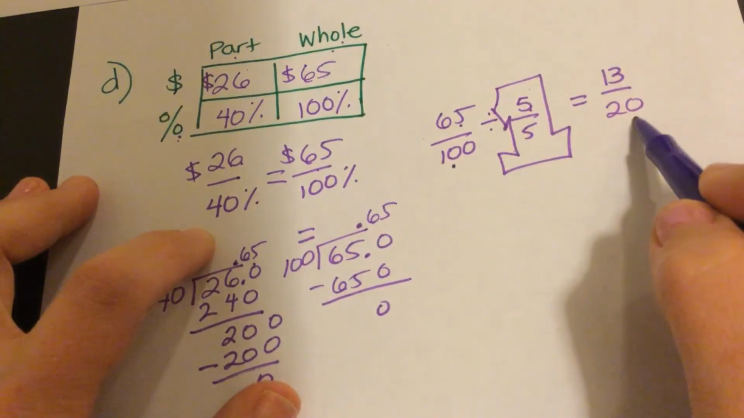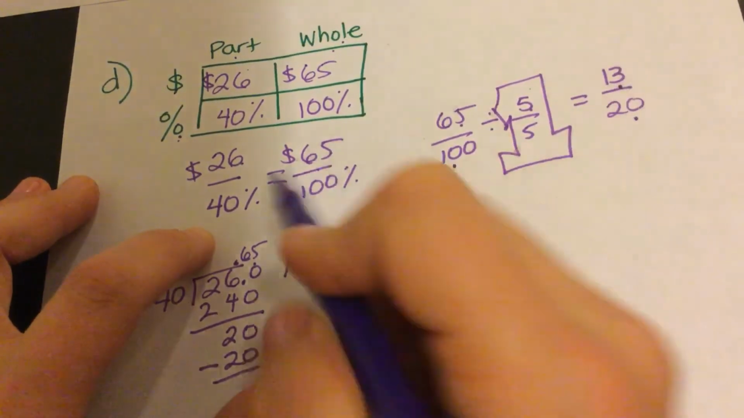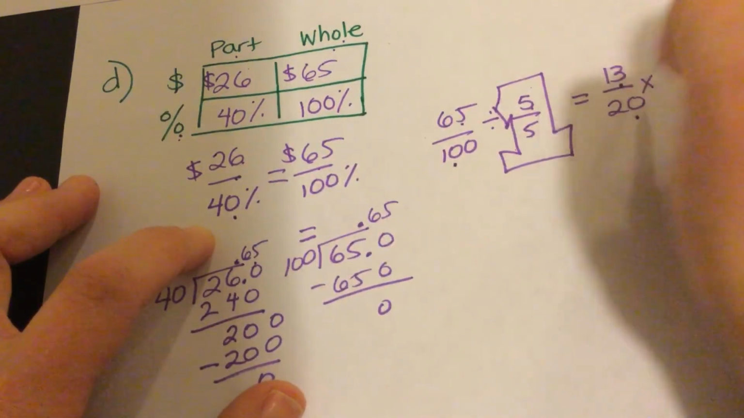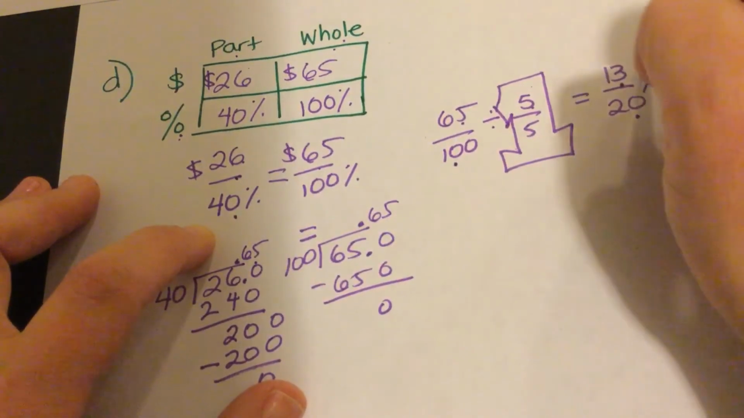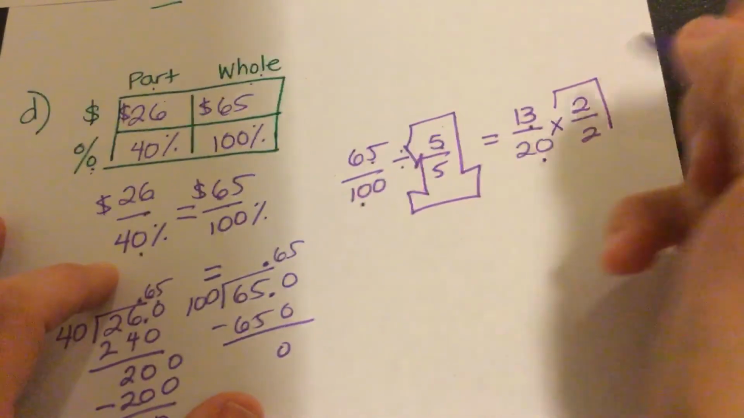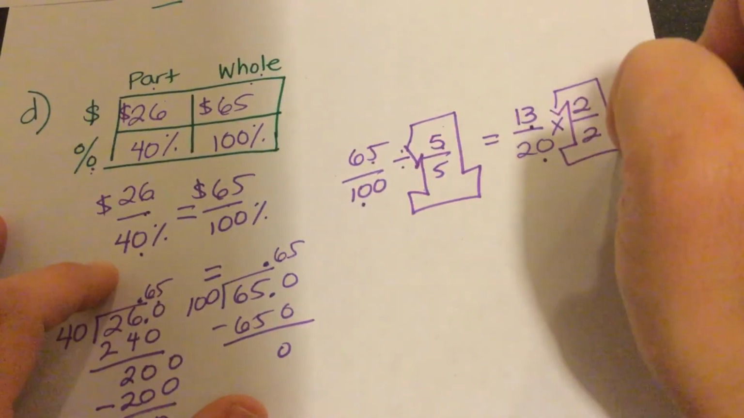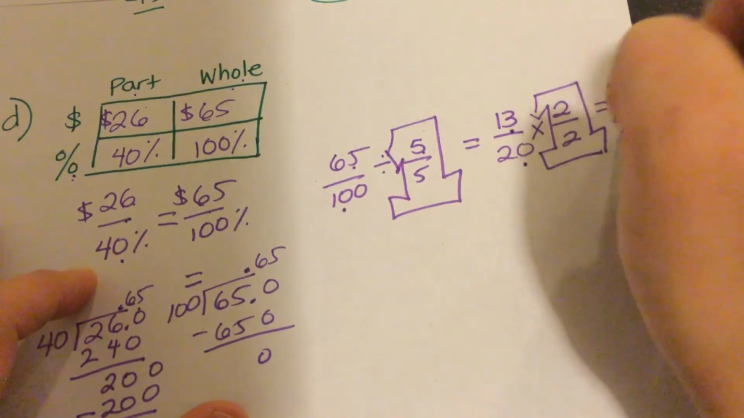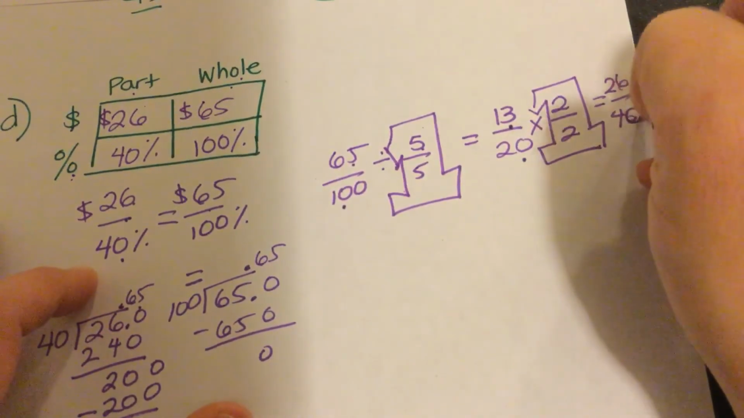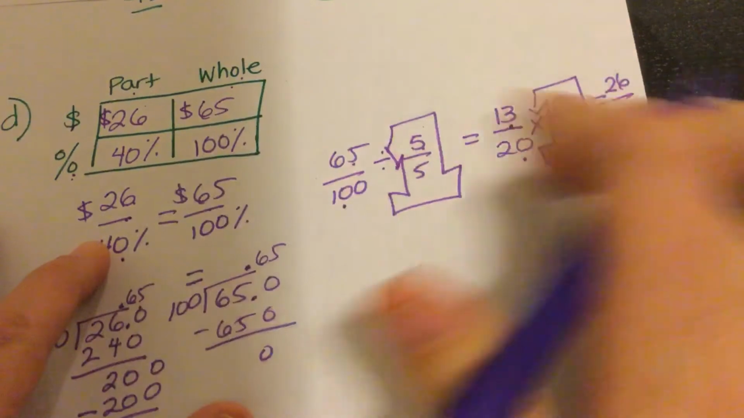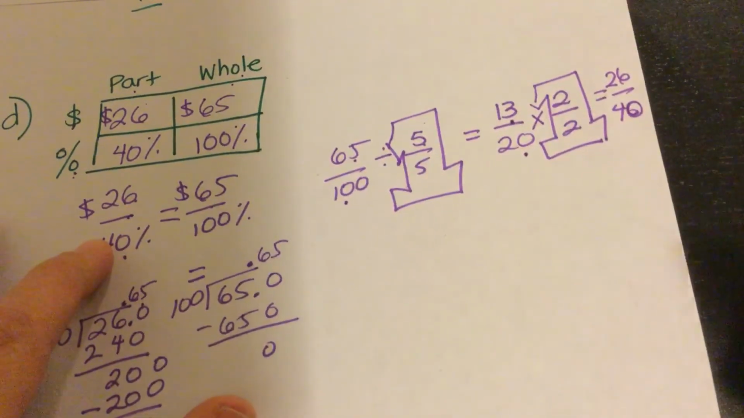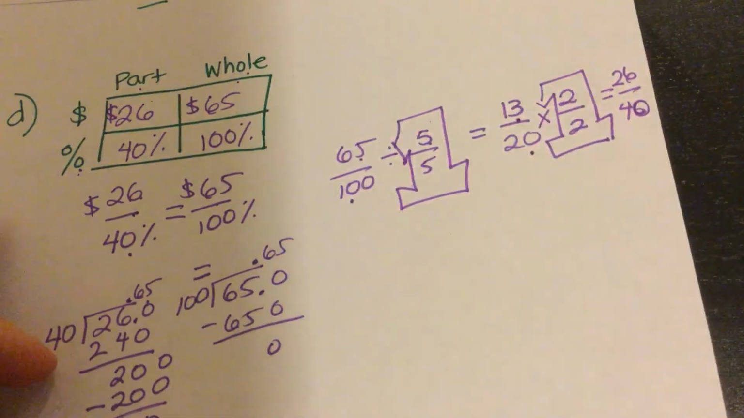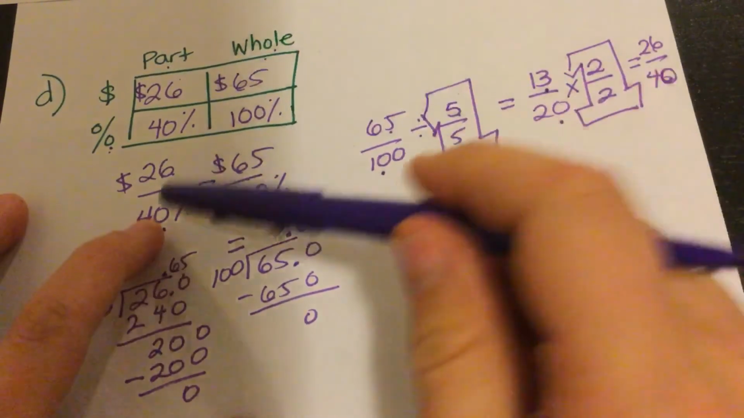If I take a look at this, 13/20ths, and compare it to 26/40ths, I see that I could use a giant 1 again and multiply by 2 halves. And that is going to get me to the original amount, which was 26 over 40, which is the same number. So you can decide if you like using a giant 1 or if you like using division. Either way would prove that these two are equal.